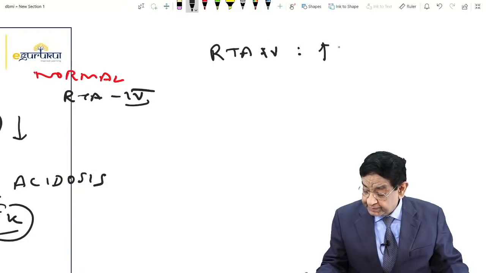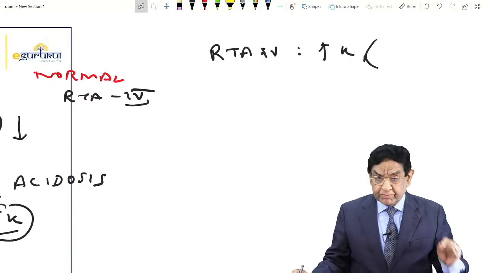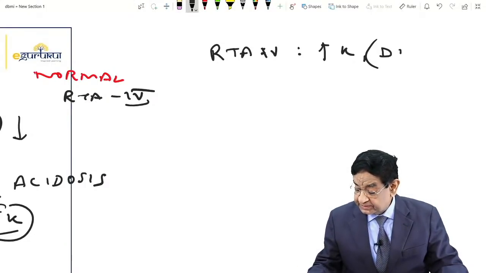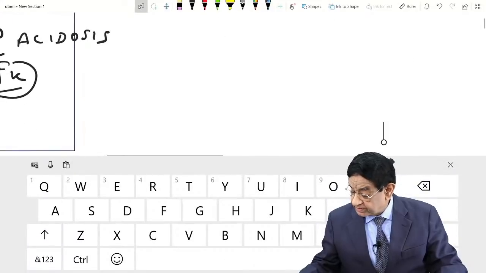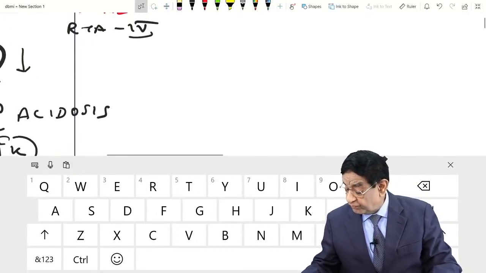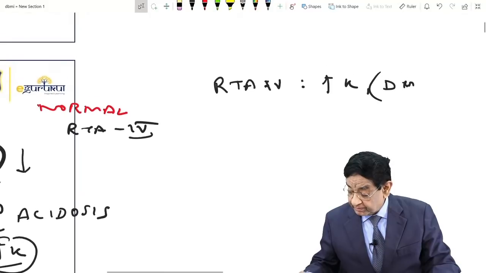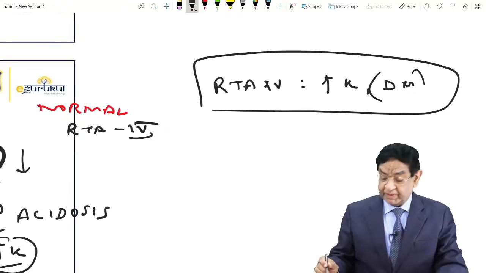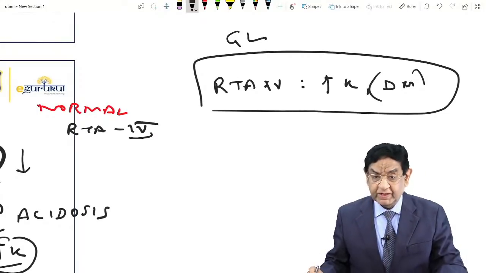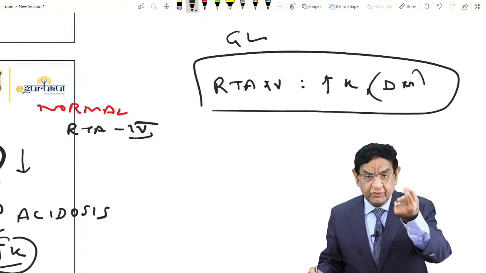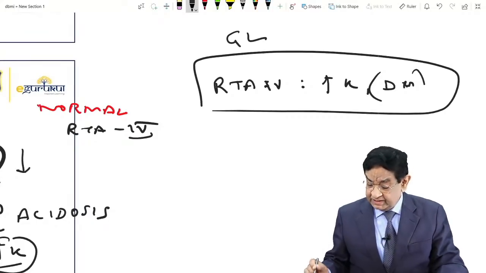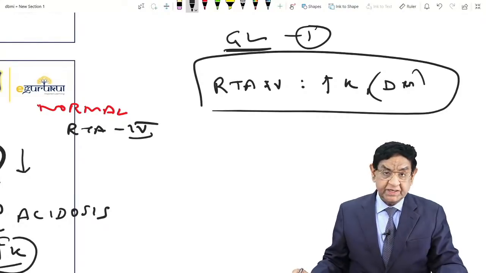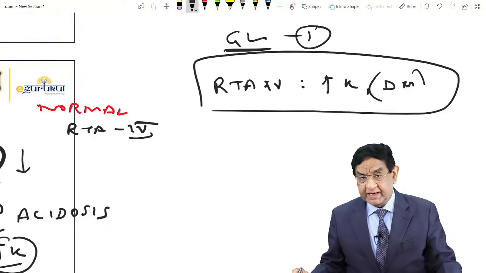So friends, the keyword to remember in RTA type 4 is hyperkalemia. And one of the commonest causes of type 4 RTA is diabetes. DM is the commonest cause of type 4 RTA, right? So this is the summary. This is a golden line to remember. Only one, so entire RTA type 4 is squeezed into one line. The golden line to remember is: RTA type 4, hyperkalemia and diabetes.